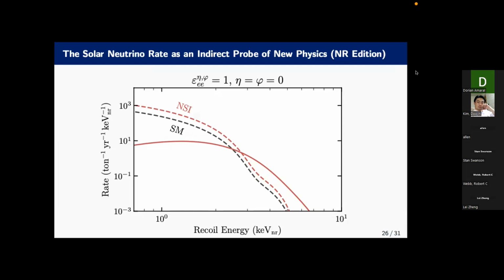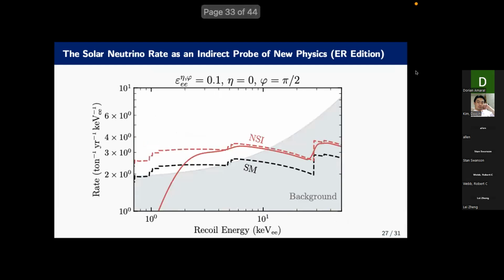And for electron recoils, that's a bit of a different story. For electron recoils, we have something that looks a little bit more like this. This is for an epsilon EE now 0.1, and eta is still 0, and phi is pi over 2, which means that we're now entirely in the electron direction. So again, black is standard model, red is NSI. Here we've got a few different funky things happening. Firstly, we have an expected background. This is, I forget what this might be, lead down here. But then as we creep up, this is the double beta decay of xenon 136.